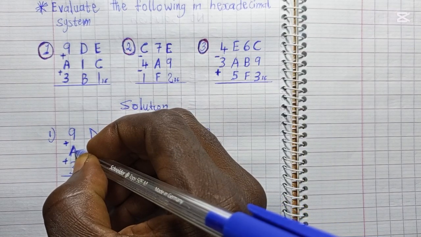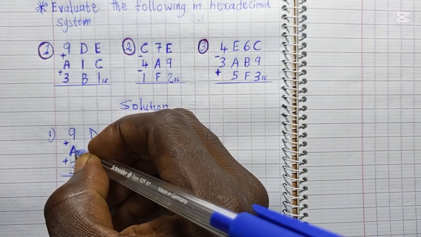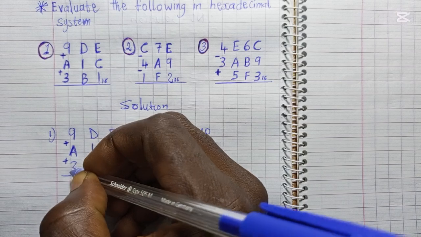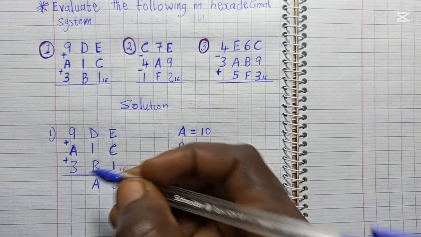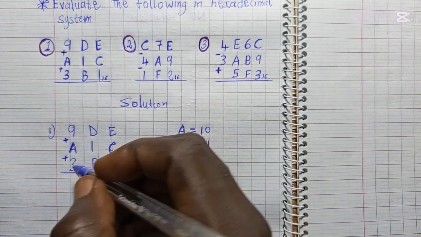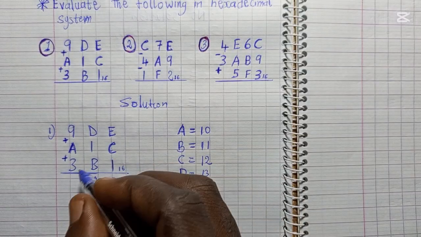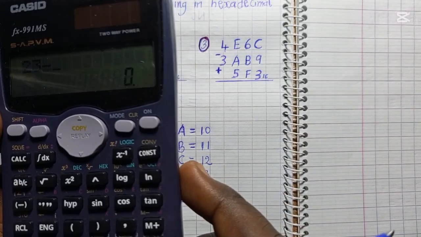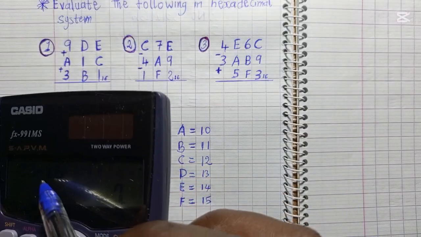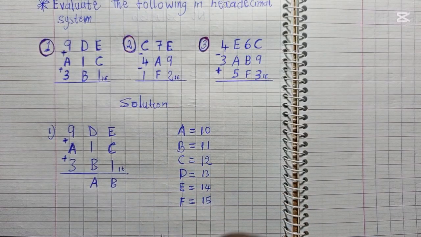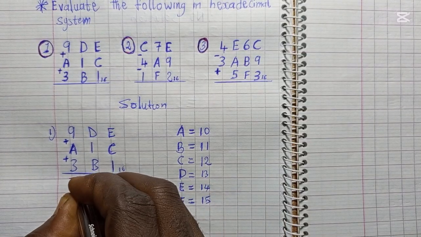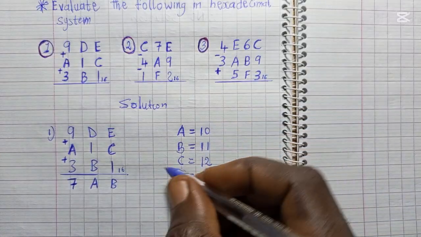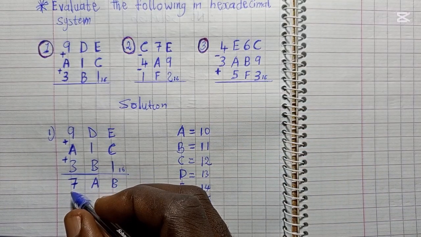10 plus 10, A is 10. 10 plus 10, that is 20. 20 plus 3, 23. Now, how many times can 16 go in 23? That will be 1 again, because 23 minus 16 will give us 7. 1 times remainder 7. So I'm going to write the remainder here, 7. I'll write 7 directly, not as a letter, because 7 is not one of the letters.